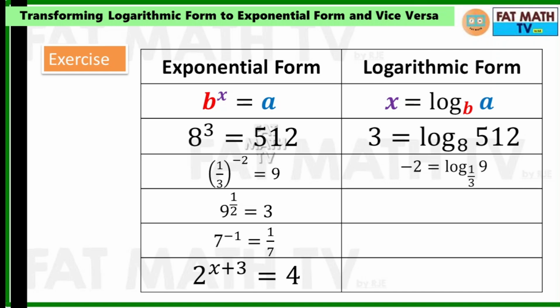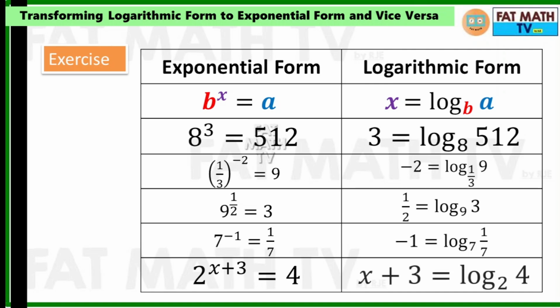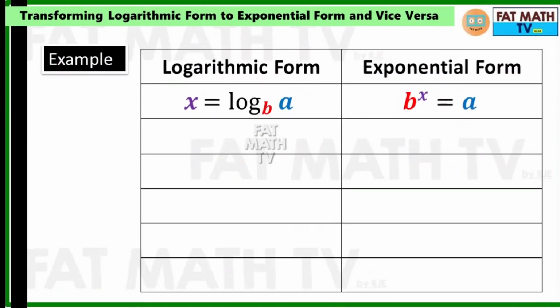Please check your answers. Number 3, 1/2 is equal to the logarithm of 3 to the base 9. And then negative 1 equals logarithm of 1/7 to the base 7. And lastly, x plus 3 equals logarithm of 4 to the base 2. Okay, that is how you convert or transform the exponential form of the equation to its equivalent logarithmic form.